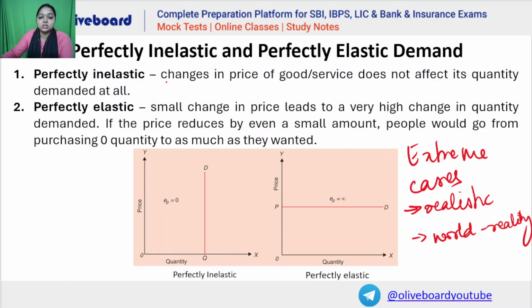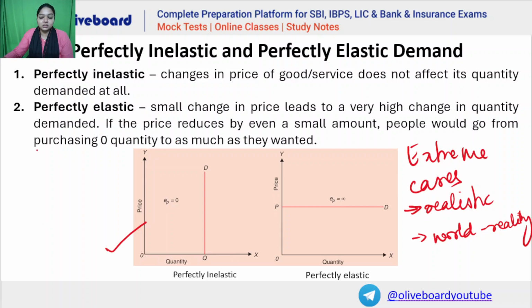What is first type? Perfectly inelastic. So changes in price of good or service does not affect its quantity demanded at all. This one, this graph, no matter what change in price, whether the price increases by 100%, 200% or decreases very much, both ways, when price increases a lot, there is no fall in quantity demanded, and when price decreases a lot, there is no rise in quantity demanded. Both ways it is absolutely no effect, right?